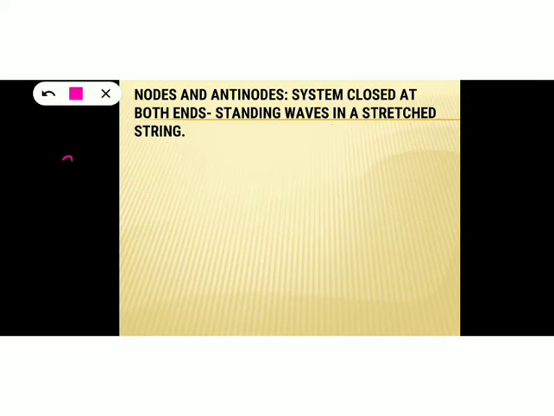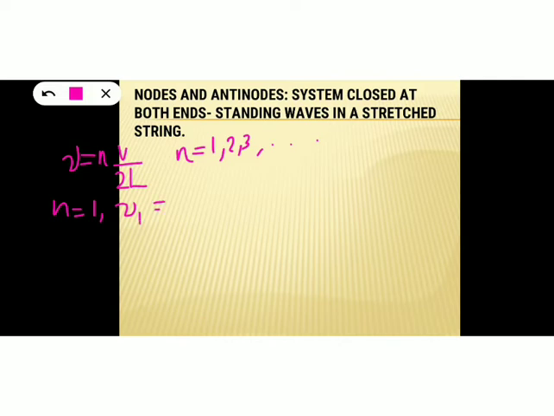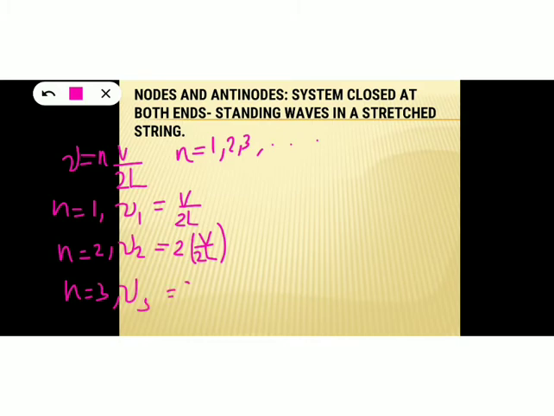We know that frequency nu is equal to n into v by 2L, and here n will take values only 1, 2, 3, etc. When n is equal to 1, we get the first mode of frequency, nu 1 equal to v by 2L. When n is equal to 2, we get the second mode, 2 into v by 2L. And when n is equal to 3, we get the third mode, 3 into v by 2L.